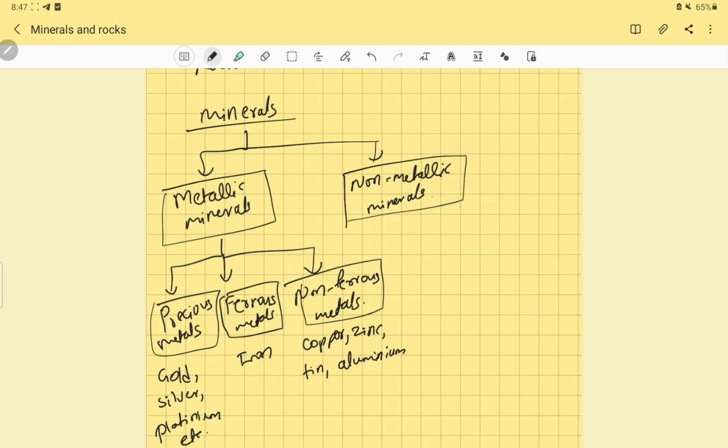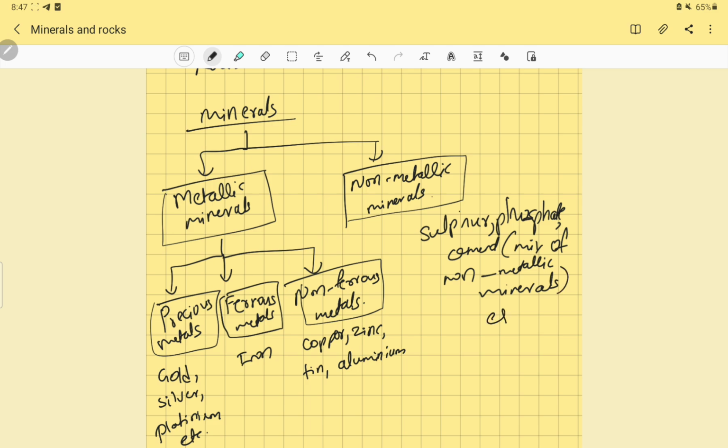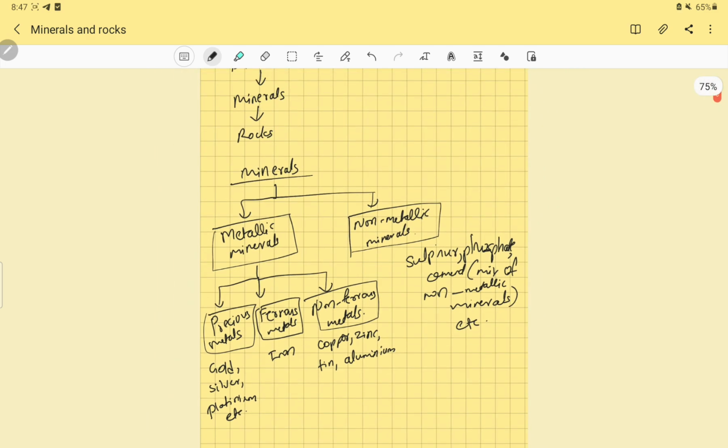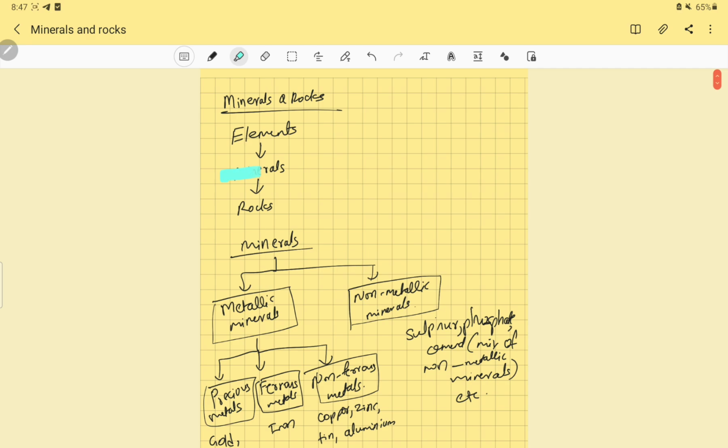Now let's come to non-metallic minerals. Examples of non-metallic minerals are sulfur, phosphate, cement. You have to know that cement is a mix of non-metallic minerals, and many more, etc. So this is about minerals. Okay, now minerals is done.